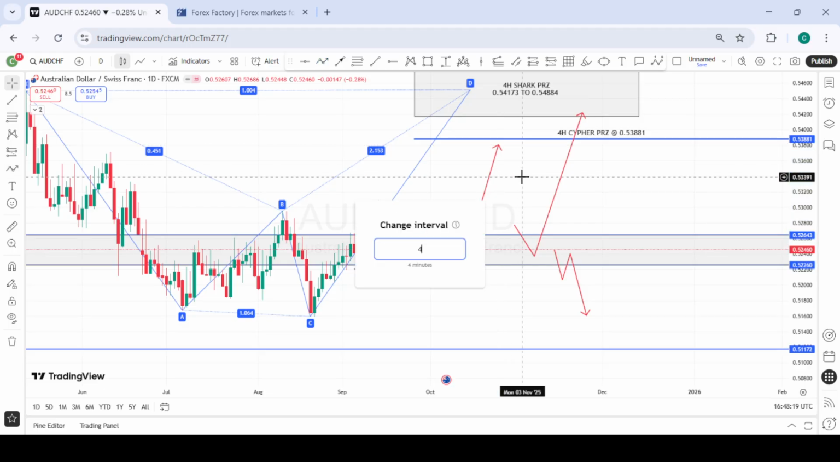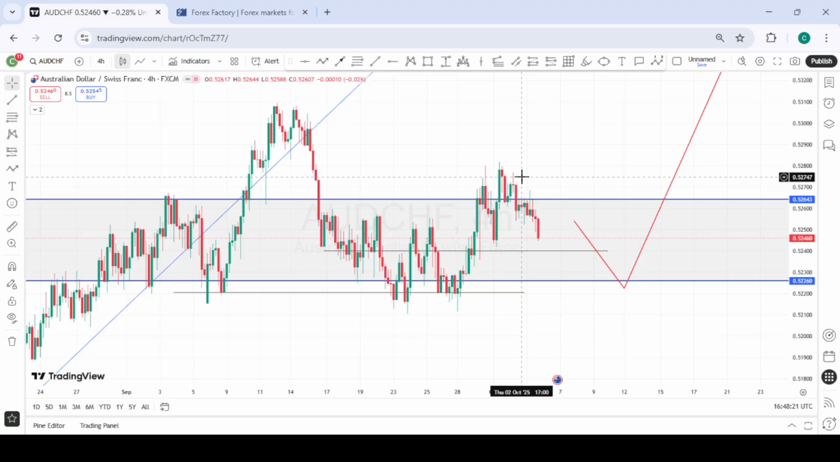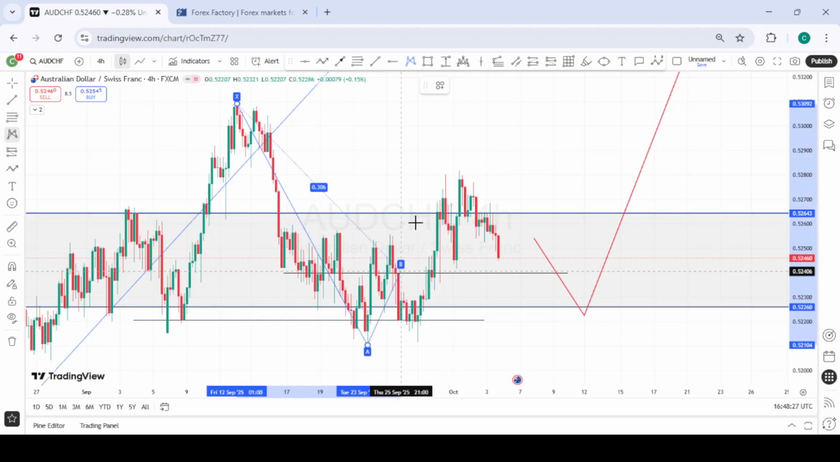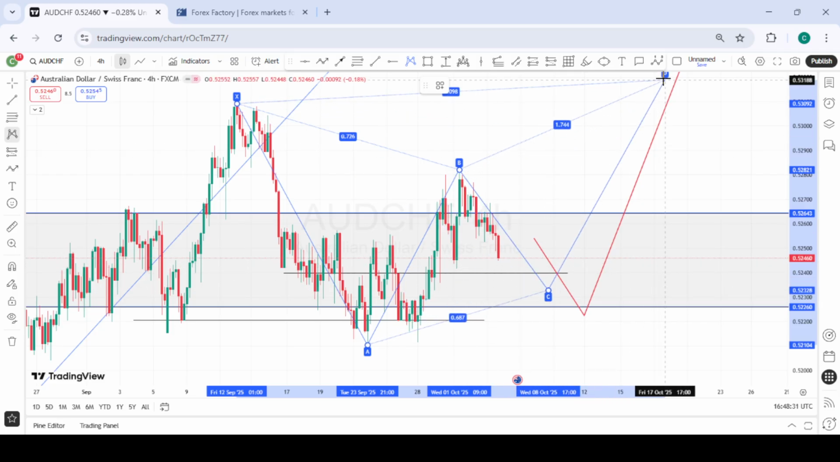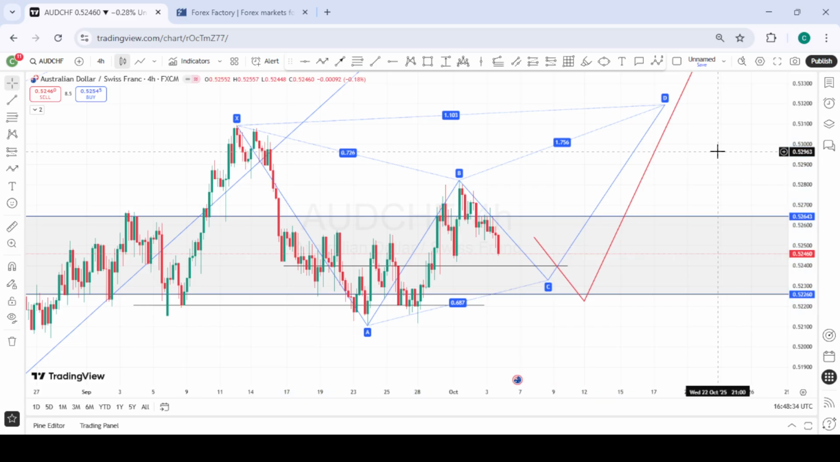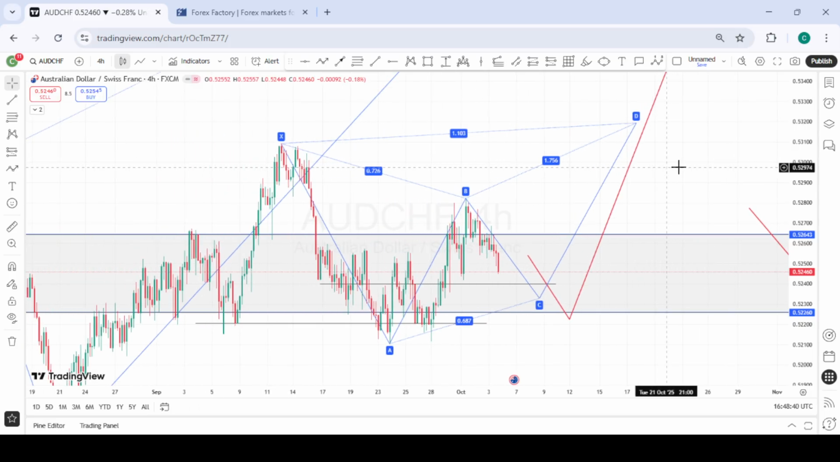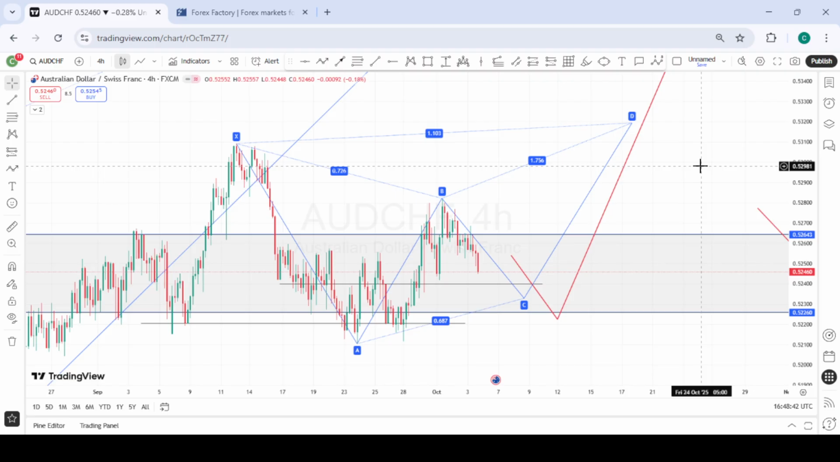So if we drop down to a much lower time frame, you see we have a harmonic pattern forming here, which we have our X, our A, our B. We are waiting for a possible C-leg formation, then we continue the buy to the upside. So we are waiting for this pullback to give us this possible C-leg formation, then we take our buys to the upside. So it's going to be a very long swing trade for AUDCHF.